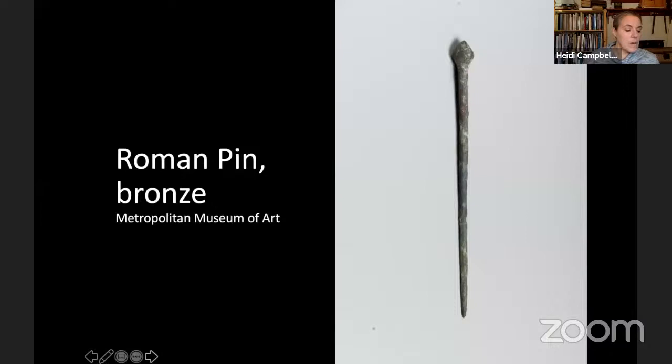By the time of the Bronze Age, pins typically, or obviously perhaps, started to be made out of bronze. And this particular pin is made from bronze. Of course, bone and wood and other materials were still used as well.